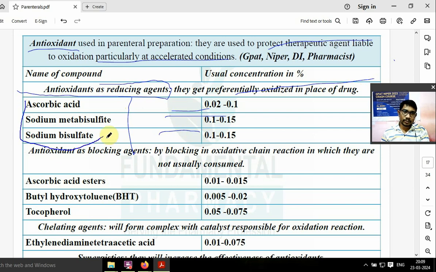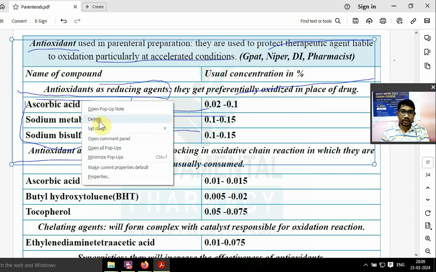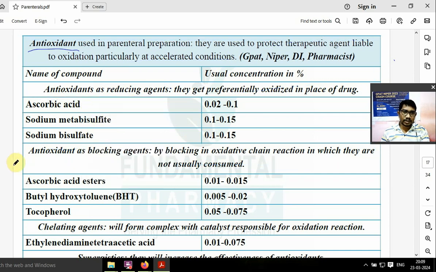एस्कॉर्बिक एसिड मतलब विटामिन सी. एंटीऑक्सीडेंट as a blocking agent ये क्या करेंगे? ऑक्सीडेशन चेन जो है ना वो ब्लॉक करेंगे. तो एंटीऑक्सीडेंट acting as a blocking chain. इसके ऊपर क्वेश्चन आ चुका है. एस्कॉर्बिक एसिड acts as antioxidant in the parenteral by following mechanism. So it gets preferentially oxidized in place of drug. ऐसा क्वेश्चन आ चुका है ऑलरेडी जीपीएट में.